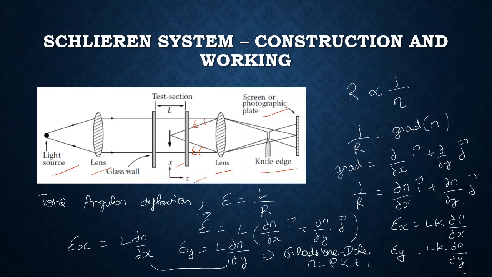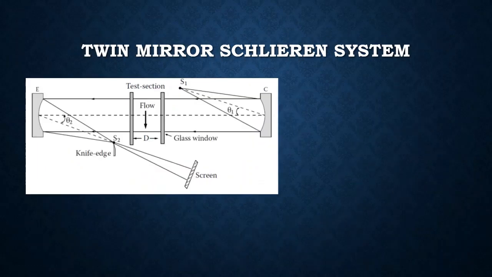So from total angular deflection, we were able to calculate the refractive index as well as the density of the particular flow occurrence, right? So this is the basic construction of a Schlieren system, right? And this is the twin mirror Schlieren system which has been used in Sathyabama University. So here we are keeping two parabolic mirrors, right? So mirror 1 and mirror 2. Sorry, this is mirror 2 and this is mirror 1.